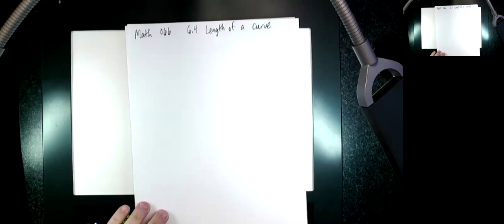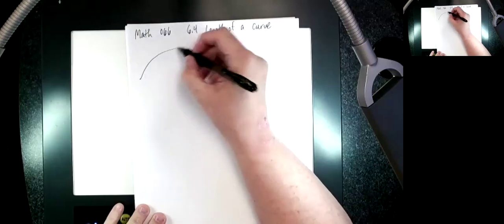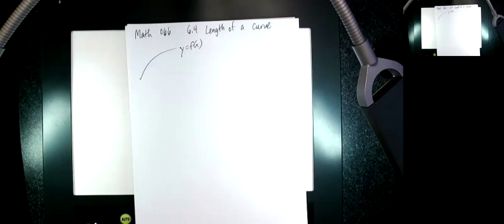So we got some curve here, y equals f of x, and it could be as crazy a curve as you want. It'd be nice if we could just lay a string on it, pull it straight, and measure it with a ruler. And in some cases you can, but in general, no.